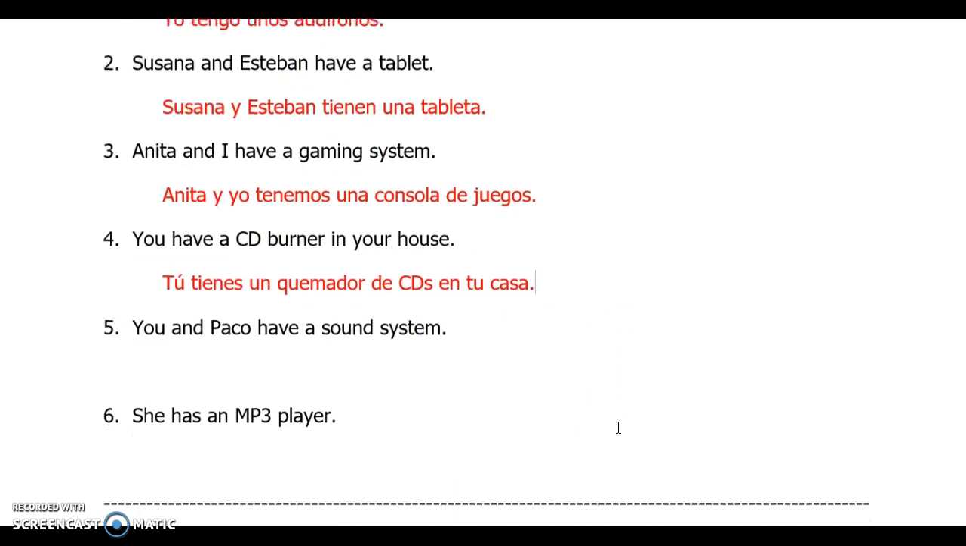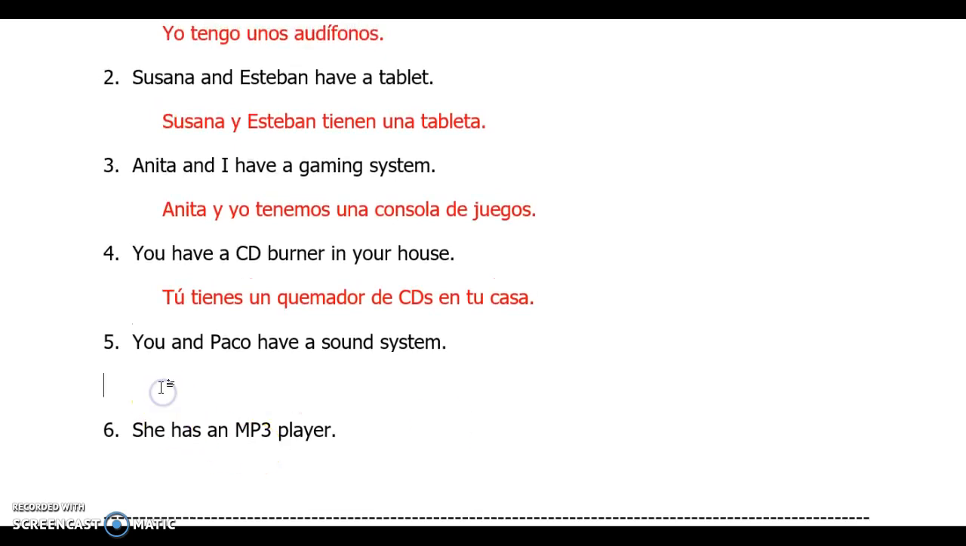Let's try another one. We got a couple of these. We just got two more. And then we're going to add something kind of new-ish, which I mentioned at the beginning.